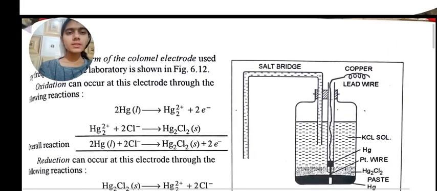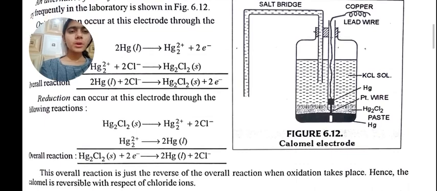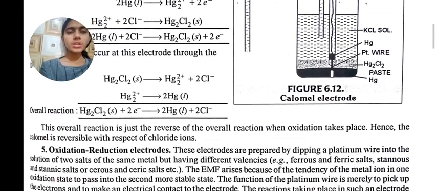Oxidation can occur at this electrode through the following reactions. Mercury goes to Hg²⁺ plus 2 electrons, and then it adds to chloride ions to form mercury chloride. Reduction can occur at this electrode through the following reaction. Mercury chloride goes to Hg²⁺ plus 2Cl⁻ ions. This overall reaction is just the reverse of the overall reaction when oxidation takes place. Hence, the calomel electrode is reversible with respect to chloride ions.